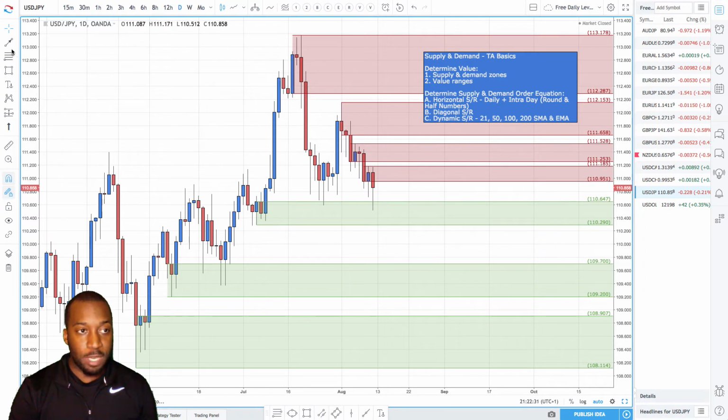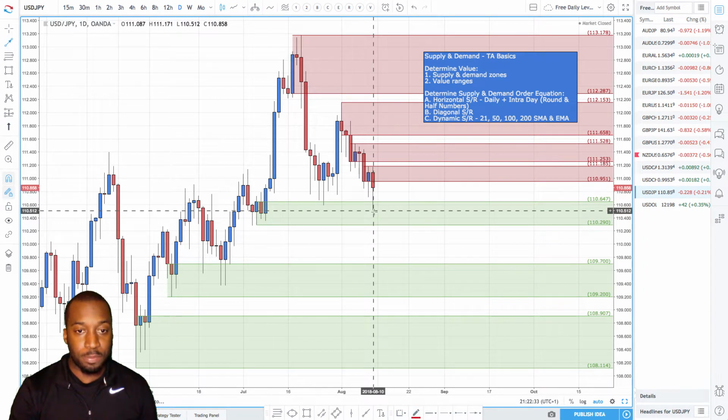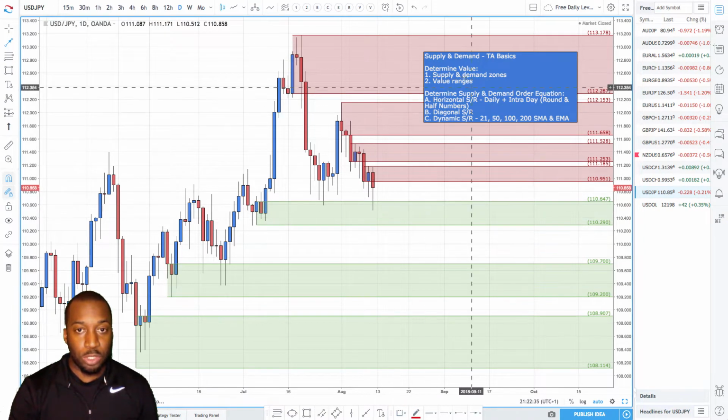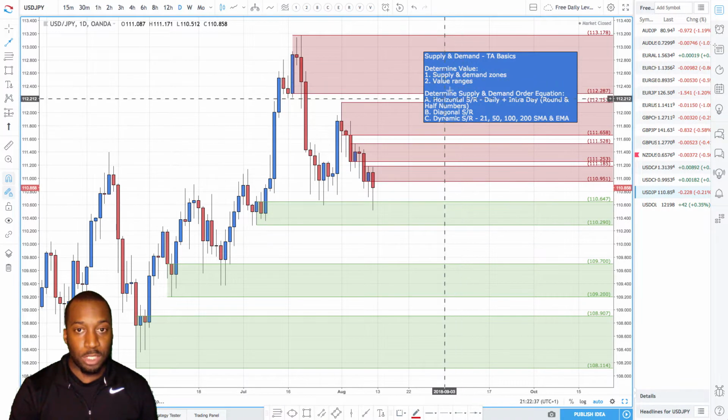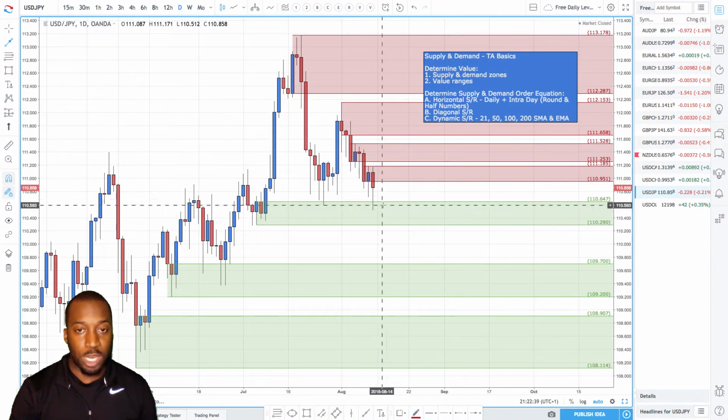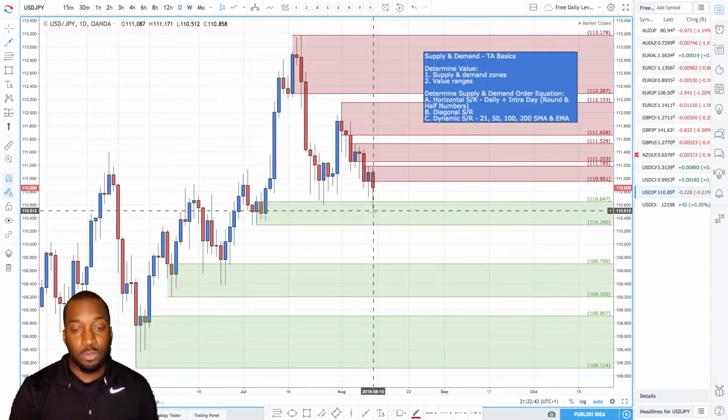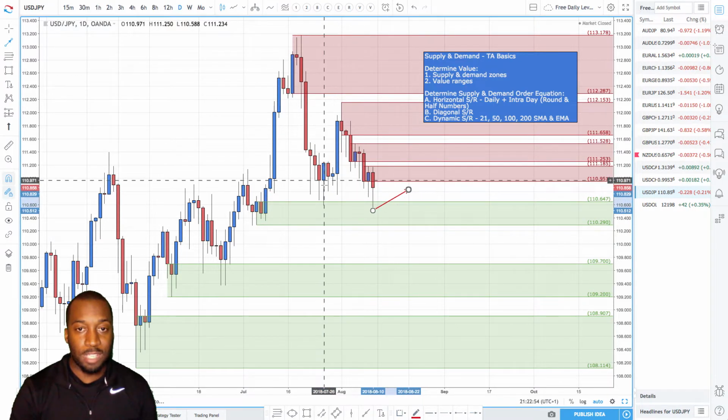But if you want to be a buyer of the dollar, first of all, we look to determine potential value. So supply and demand zones, which we've already drawn out, which you get if you sign up to the email, you get these delivered to you every week. And we're down into this demand zone right now.